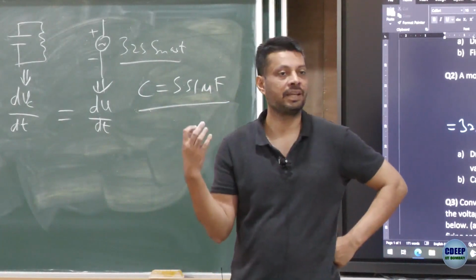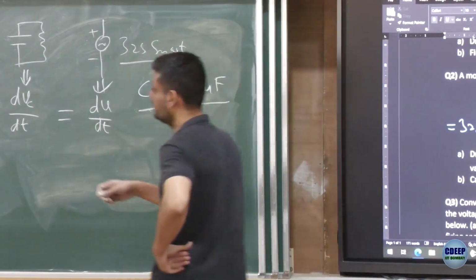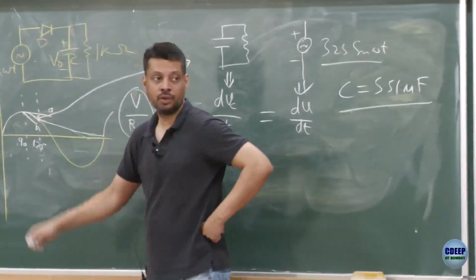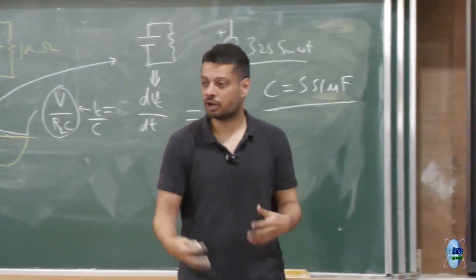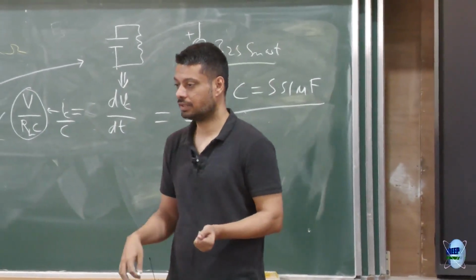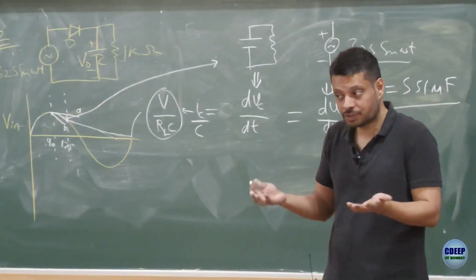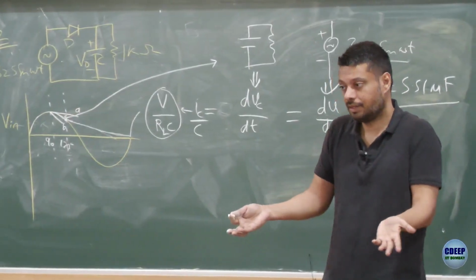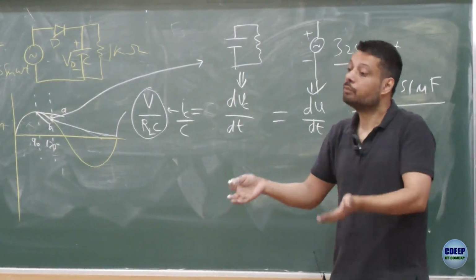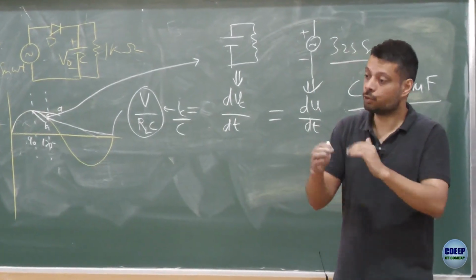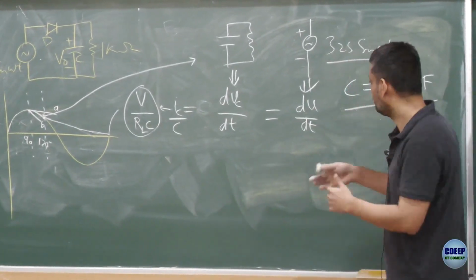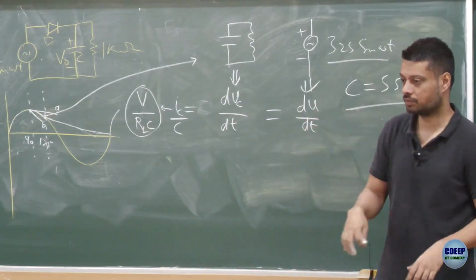What he is saying is, why are you equating the slopes at this point? Why are you not equating the voltages at this point? Yes, we are, of course the voltages are equal, there is no question, and we are using that. Voltages are equal, in addition the slopes are also equal. If you use both of them, then you would solve it very, very fast.